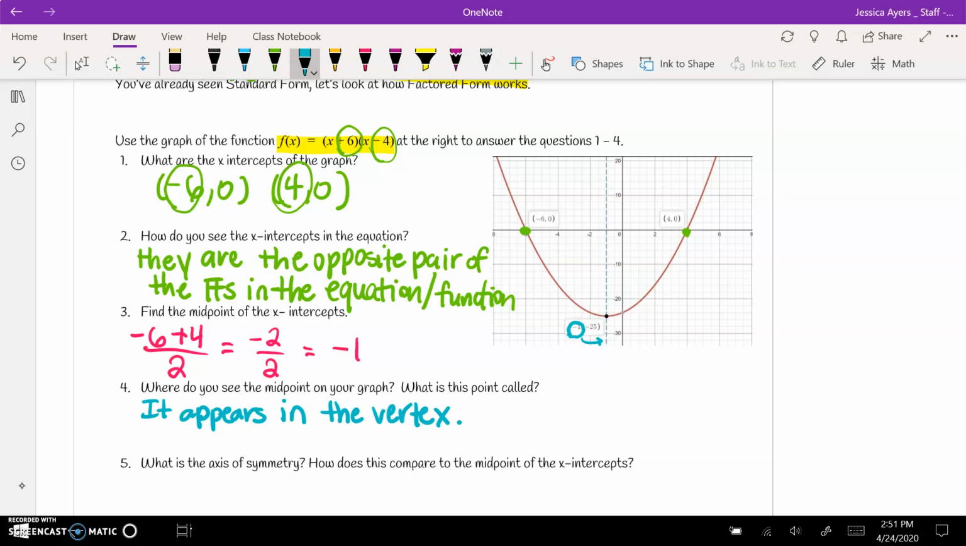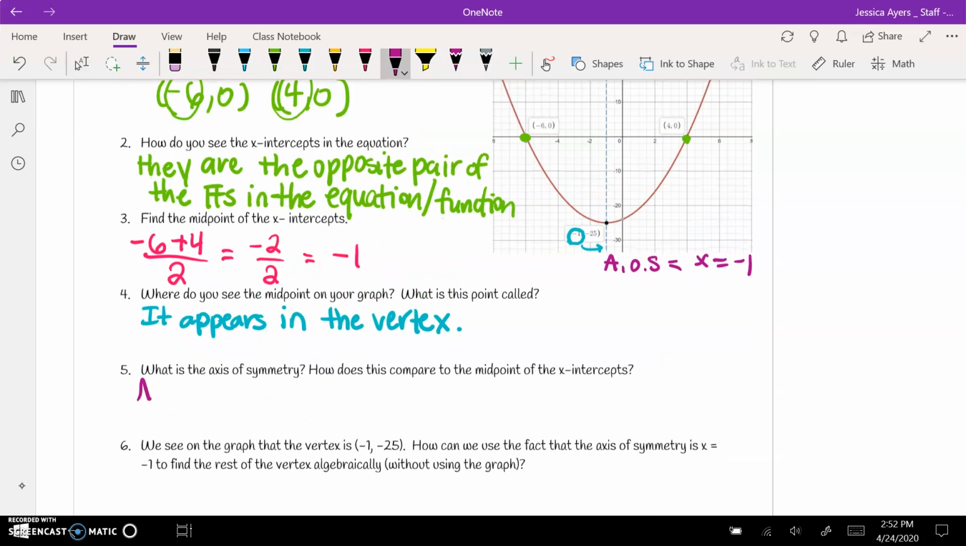What is the axis of symmetry, and how does this compare to the midpoint of the x-intercepts? I see that my axis of symmetry is that vertical line down the middle, and that −1 is my axis of symmetry, my AOS: x = −1. So the axis of symmetry is x = −1, which is the midpoint of the x-intercepts.